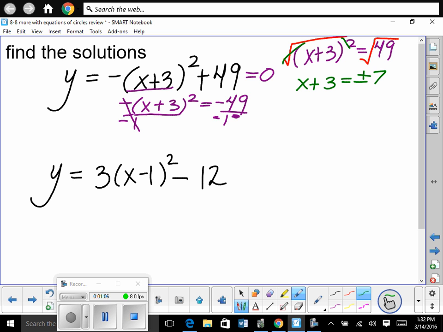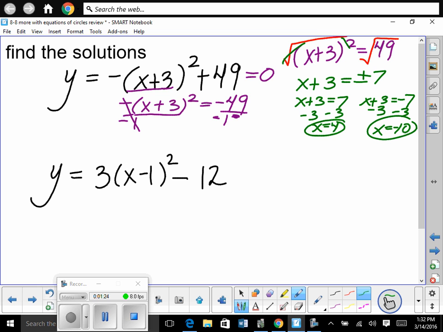So we're not ever going to forget that from here this day forward. So then we know this is x plus 3 is equal to positive 7. This is x plus 3 equals negative 7. Solve for x. Subtract 3. X is equal to 4, right? Yes. Then we'll subtract 3. X is equal to negative 10.